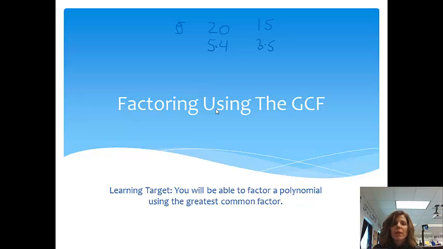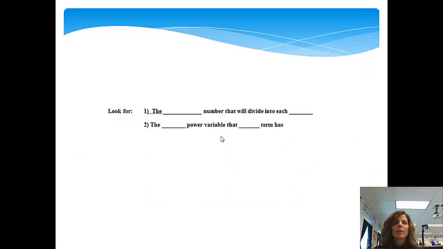Today we're going to be looking at factoring using the GCF, and what we'll be doing by the end of this lesson is making you able to factor a polynomial using the greatest common factor. That's what GCF stands for. So two things that we'll be looking for when we factor using the greatest common factor, or I will start referring to that as GCF.